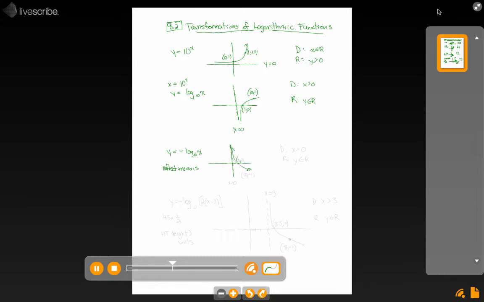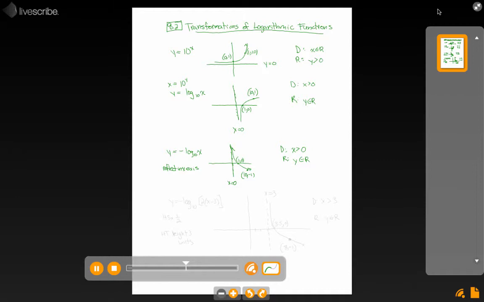The asymptote hasn't changed here. X equals 0 is my asymptote. The x-intercept hasn't changed because (1, 0) stays at (1, 0), but the point, for example, that we had labeled is now (10, negative 1) instead of (10, positive 1). And you have a curve that looks like this. The domain and range haven't changed from the log function we just drew. X is greater than 0, y is an element of all real numbers.